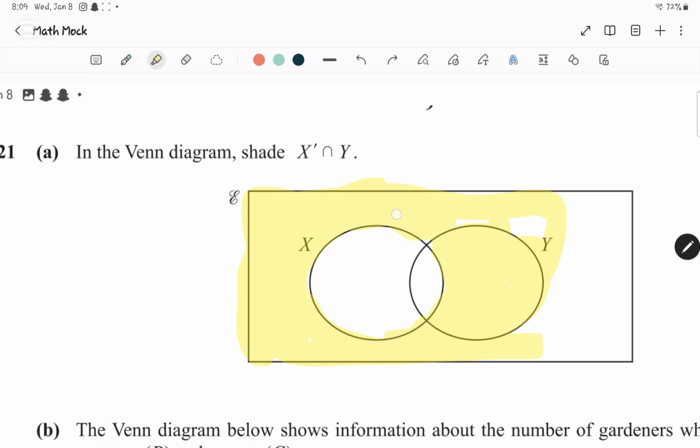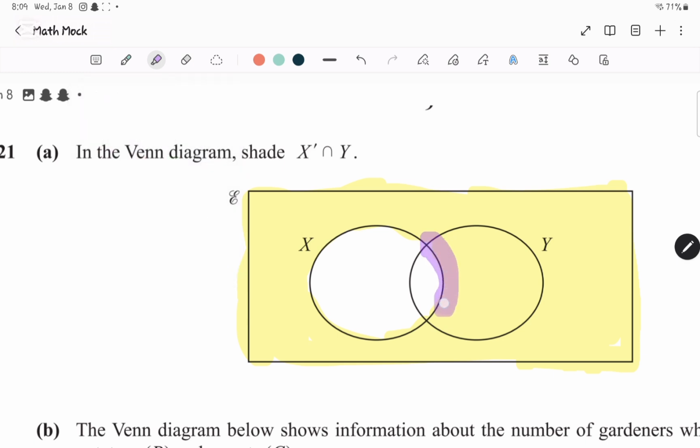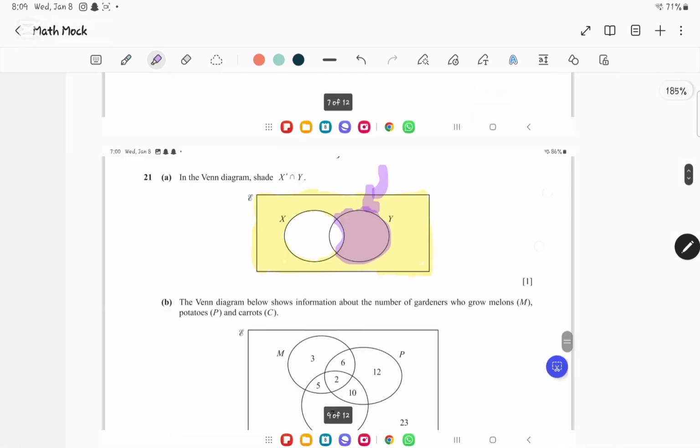And I apologize if I do some little shades inside of X. So this is everything except X, but then they said in an intersection, so intersection with Y. So doing an intersection with Y, we will get the purple as our answer. So the purple is our answer.